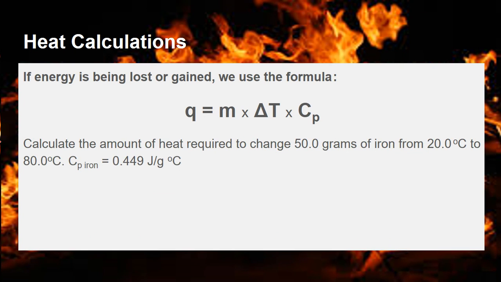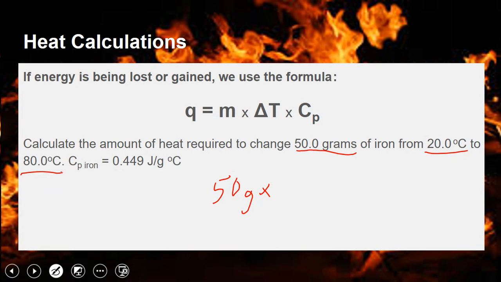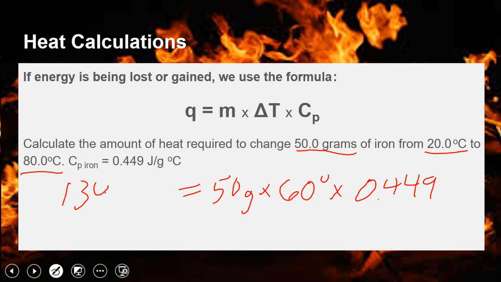And now we need to do some problems. So in this problem, you have 50 grams of iron and you're heating it from 20 to 80 degrees Celsius. The specific heat of iron is given as 0.449 joules per gram degree Celsius. So we just plug everything in. 50 grams times the change in temperature. So 20 to 80, that's a difference of 60 degrees. And then your specific heat is 0.449. So you multiply all that, 50 times 60 times 0.449, and you get 1347 joules as how much heat was required to make that happen.